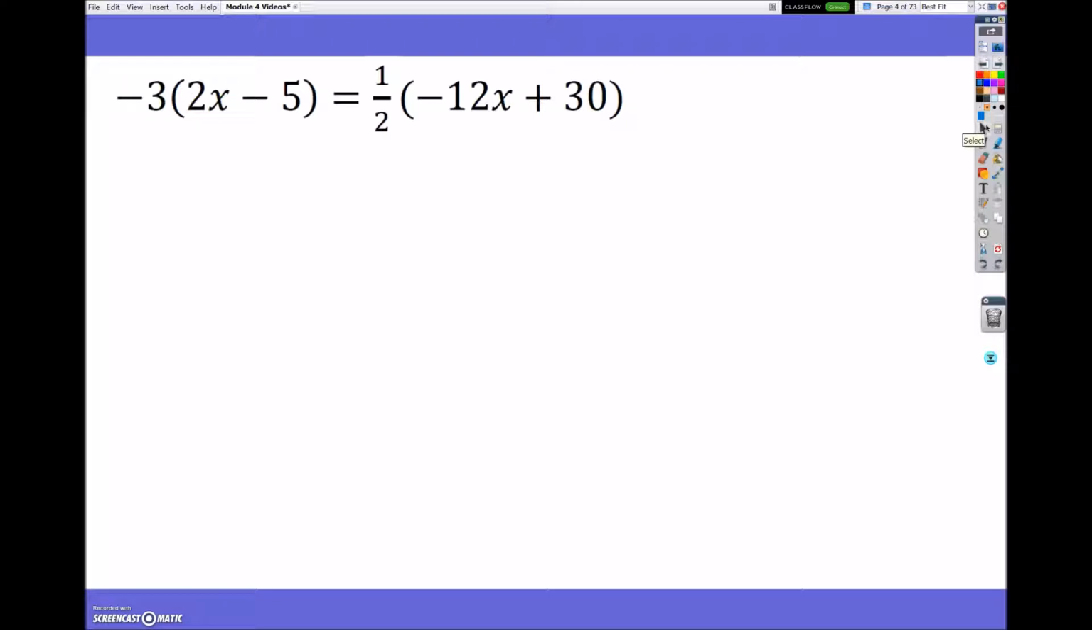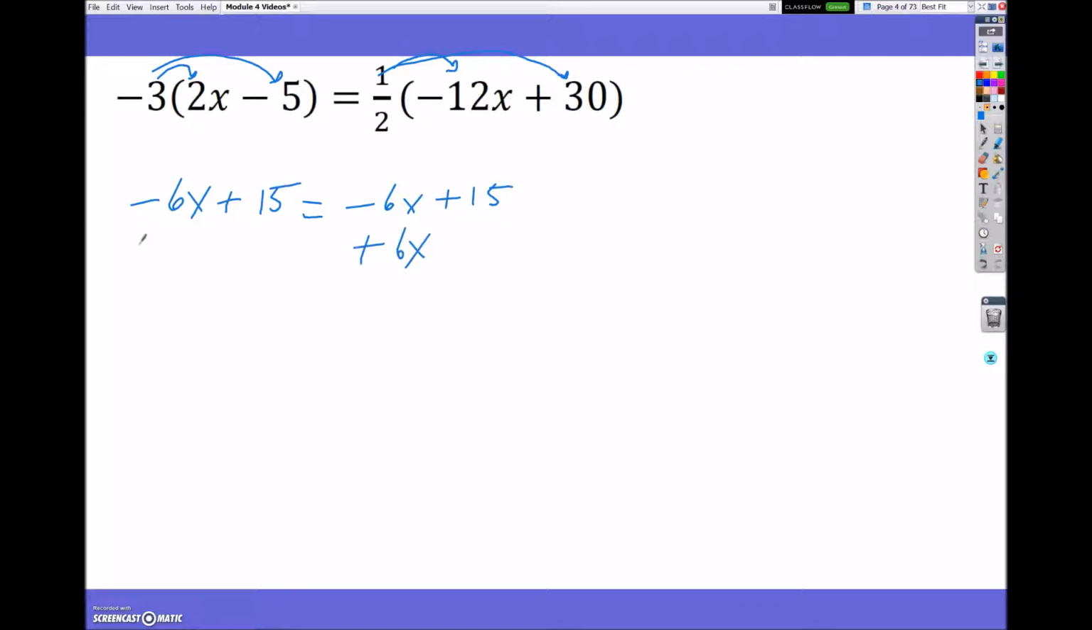What I want to do is I need to solve for x. I'm going to start by distributing this -3 to each term inside. -3 times 2x is -6x. -3 times -5 is positive 15. Is equal to, now I'm going to distribute a half. A half of -12x is -6x, and a half of 30 is positive 15. And I want you to notice right off the bat that they're exactly the same. That's interesting. So let's continue to solve this.